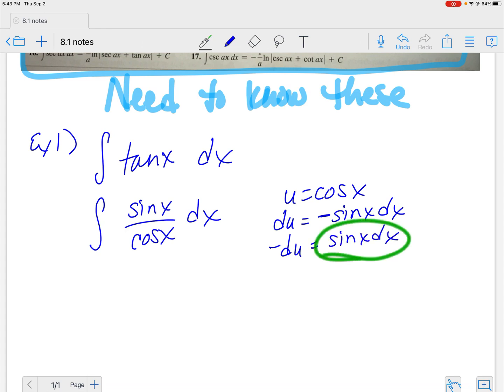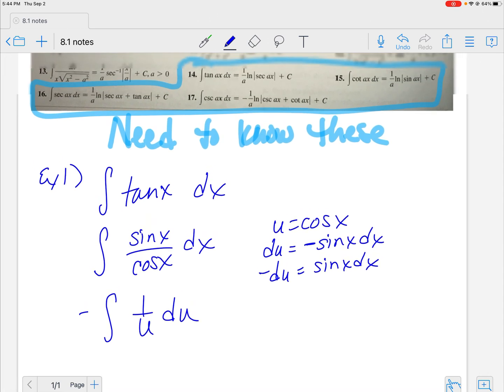I take my sine x, sub it out with my sine x to make that my du. Put that negative in front. So I have negative 1 over u du. So I'm going to squeeze this in a little bit. Now, do you see where this natural log is coming from? Because we're using reciprocal identities there.